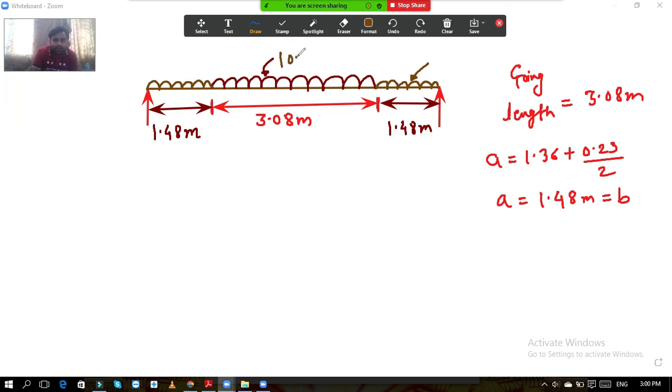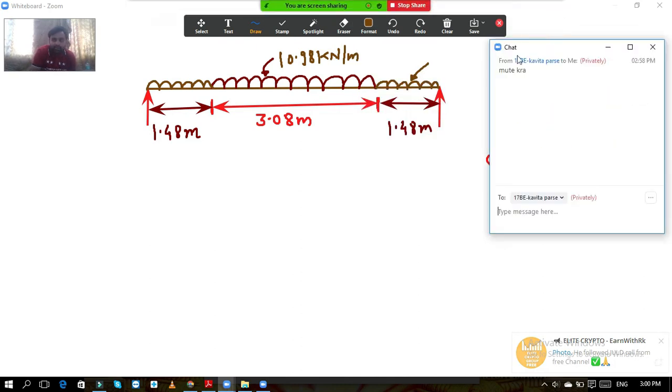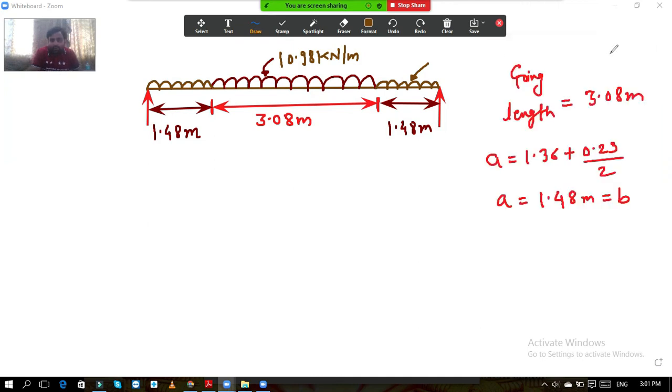I think this is 10.98 something. Please check the values. And what was the load over here? I don't know the values. And as it is getting disconnected, it is not there on the previous slides also. So let me know the value. What was the load on this length? 16.46 and 12.75. Okay, so good.